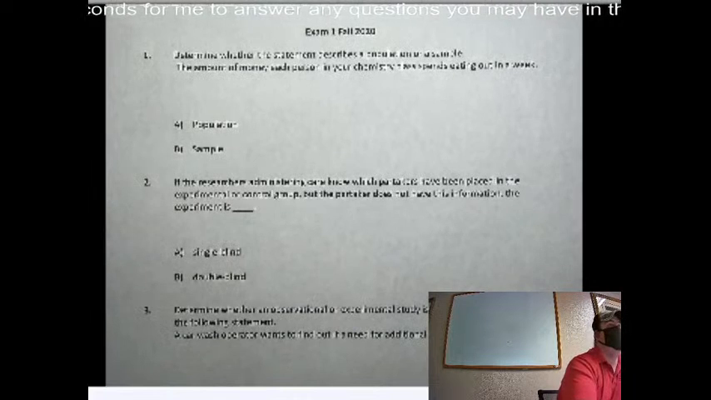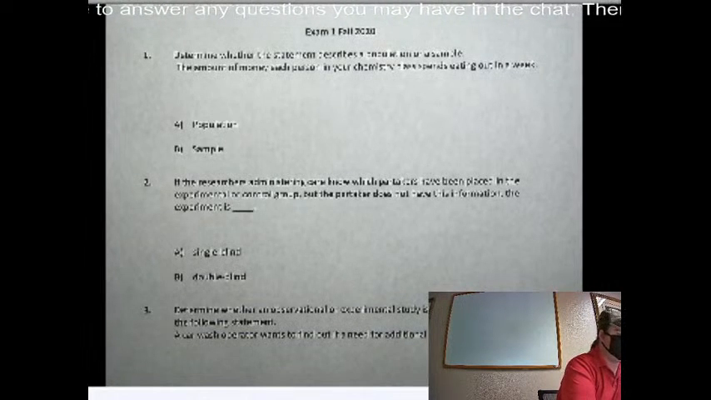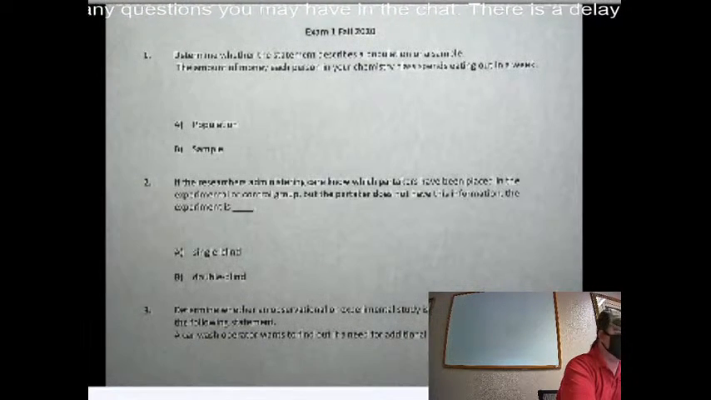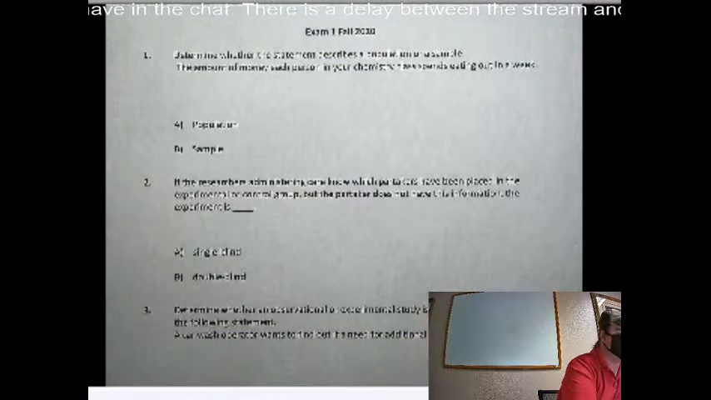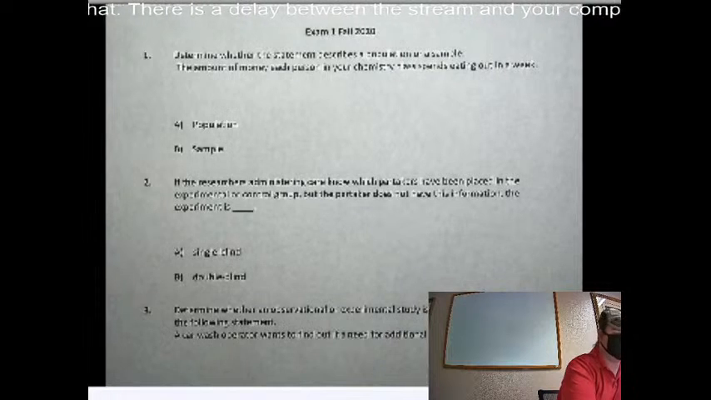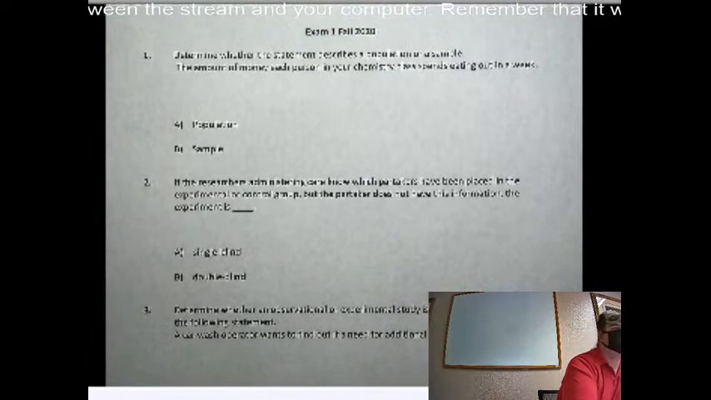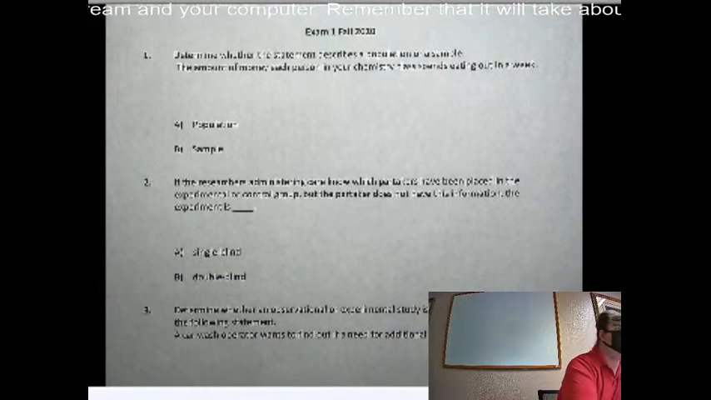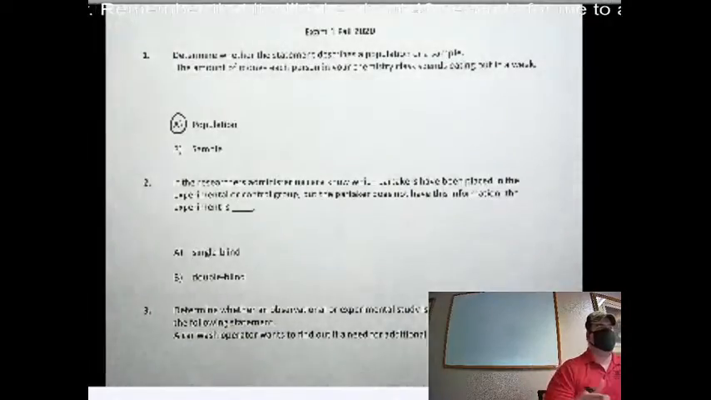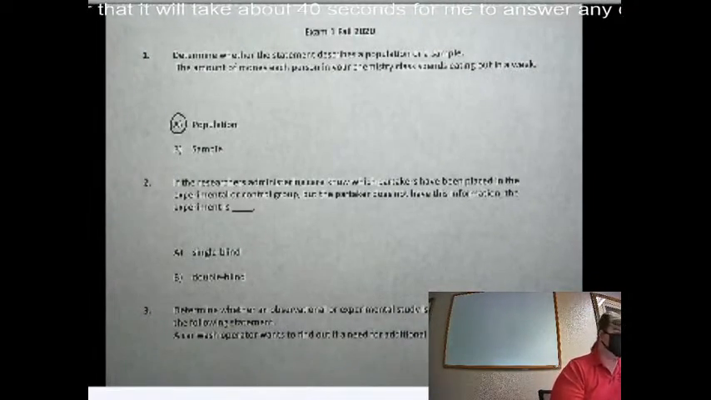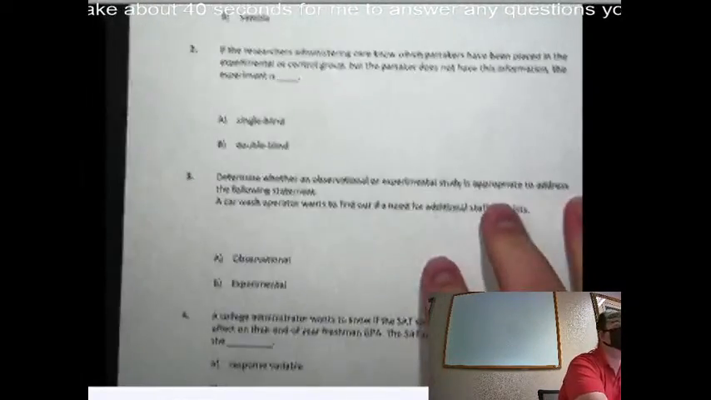So, number 1 says determine whether the statement describes a population or a sample. The example it gives is the amount of money each person in your chemistry class spends eating out each week. Is that a population or a sample? Easily a population. We're talking about the entire chemistry class, not just a specific section of it.